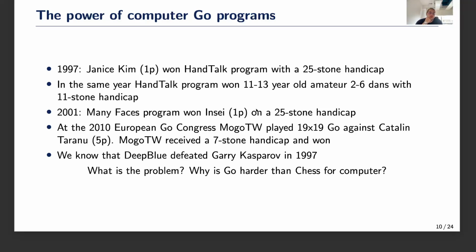Now think about this. In 1997, the same year Handtalk needed a 25 stone handicap, Deep Blue, IBM's chess engine, defeated Garry Kasparov, the reigning world chess champion. So what a stark contrast. Why could computers dominate in chess but struggle in Go?